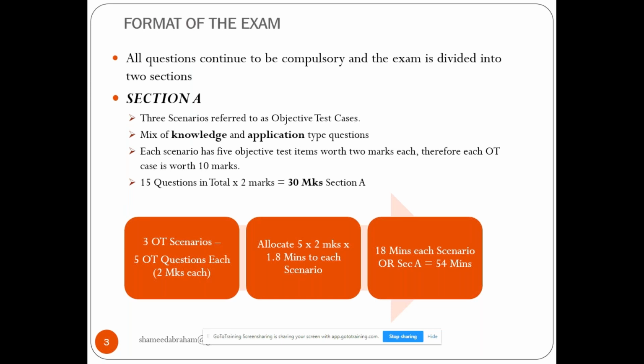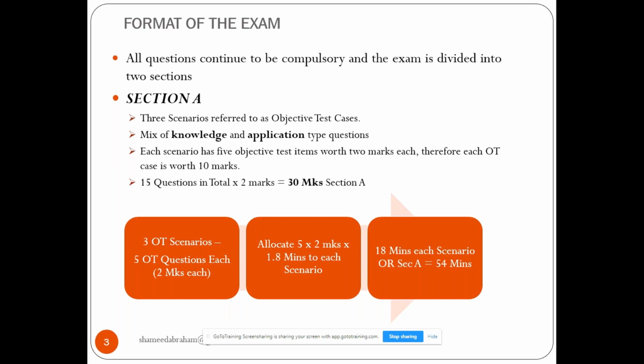The first thing that I would like to deal with is the format of the exam, and more specifically section A of the exam. Section A is extremely critical. It carries 30 marks and is a part of the exam that you should be spending at least 1 hour on. If the objective test questions equate to 30 marks, that is a huge chunk of the exam.